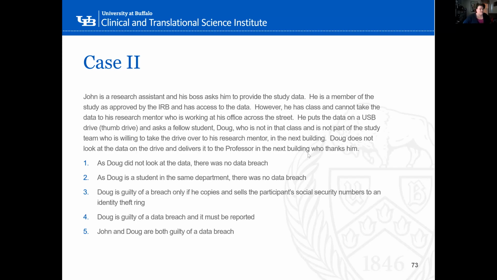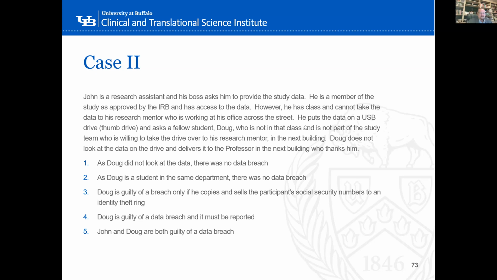I think it is number 5 because Doug is not part of the study and he's not participating in it in any form or shape. And John gave the drive to him basically solely on trust. He could easily have looked at the data without John knowing. So I think it is a breach of the data.